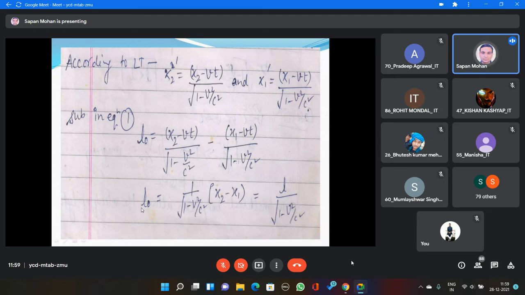L naught is the measurement of the meter stick by the observer O dash in the moving frame, K dash or S dash, whatever you are taking. So see here, L naught equals L over root 1 minus v square by c square. This is our surprising result that L naught is not equal to L. In the classical case, L naught would equal L. But here there is a factor of root 1 minus v square by c square.